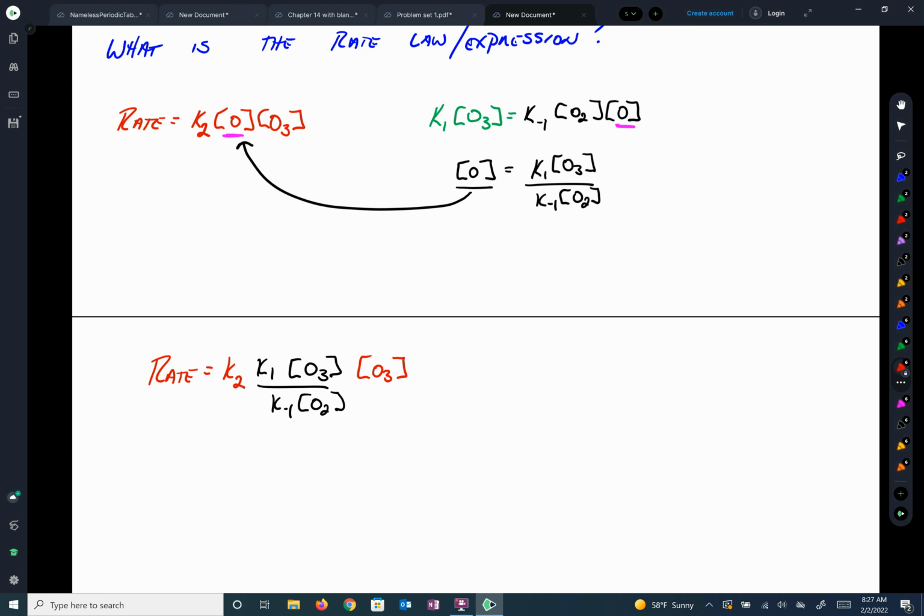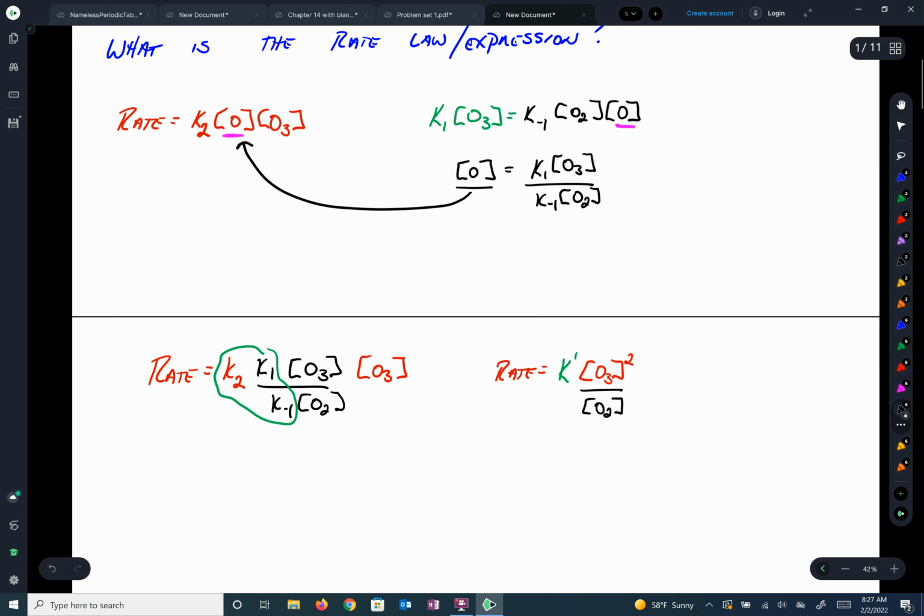We can take all of our k's together. So we'll just call this green k, although we typically just call this k prime. The green k there is just fine. So we have the concentration of O3 times the concentration of O3, so that's just ozone squared, over the concentration of O2. And that's just fine. That would be perfectly acceptable.